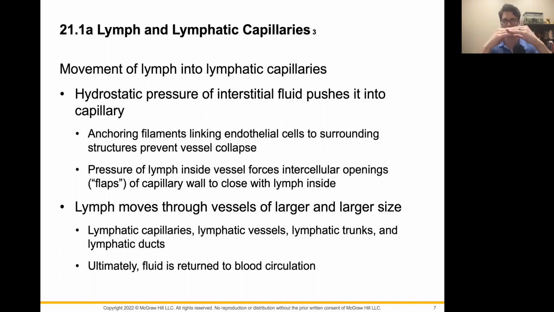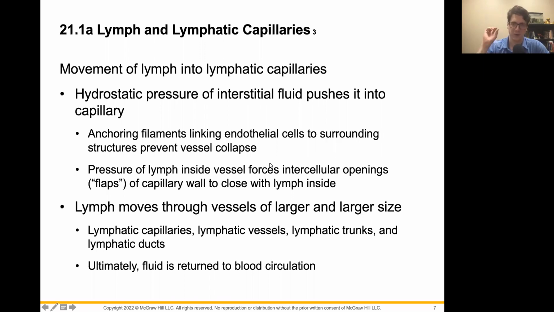That's because the cells are overlapping and now they're pushing against supported regions. So you might have multiple layers of cells, or at least a couple layers of cells interacting. That's going to keep the water from being able to get back out. To help hold everything in place, we actually have these structures called anchoring filaments that help anchor these lymphatic capillaries in place so they can't really go anywhere.